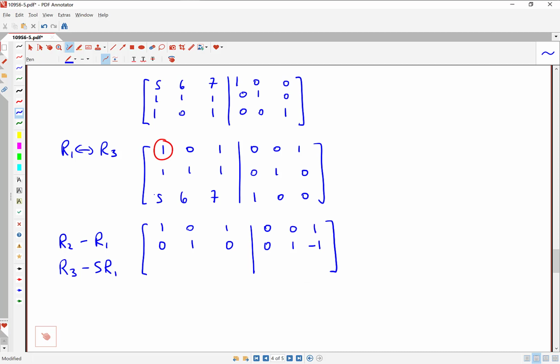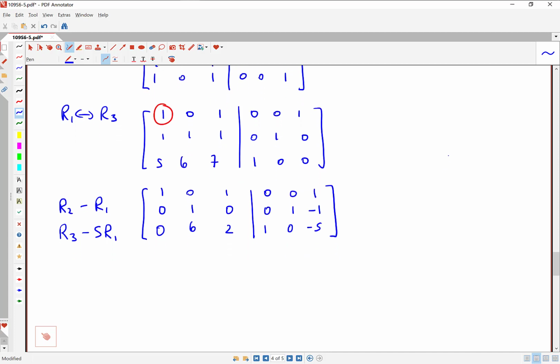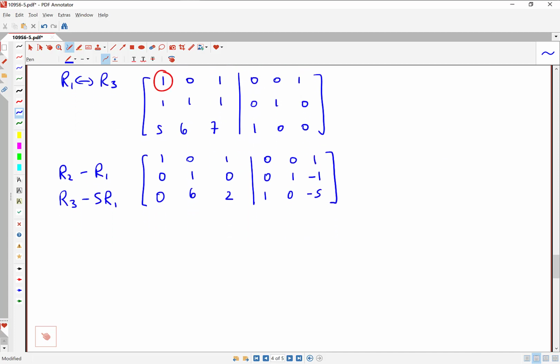All right, let's try the bottom row. Row 3 minus 5 times row 1. 5 minus 5 is 0. 6 minus 0 is 6. 7 minus 5 is 2. 1 minus 0 is 1. 0 minus 0 is 0. And then 0 minus 5 is negative 5. So there we go. That's our first column done.